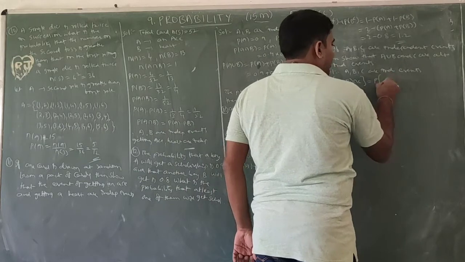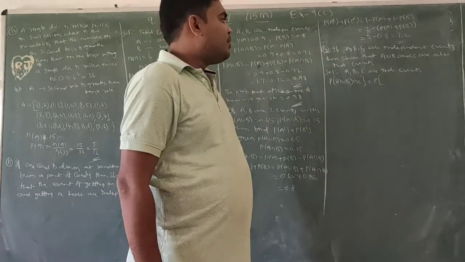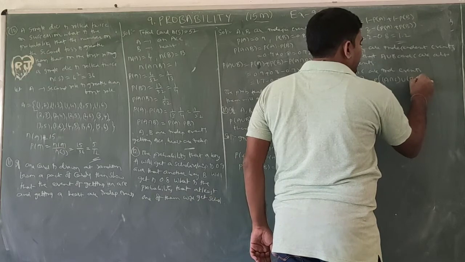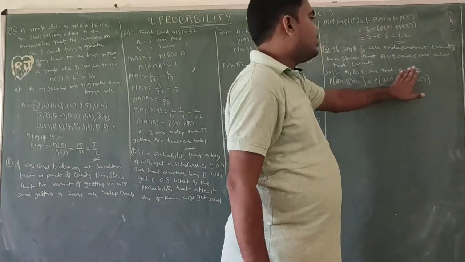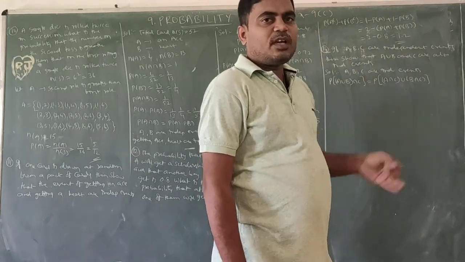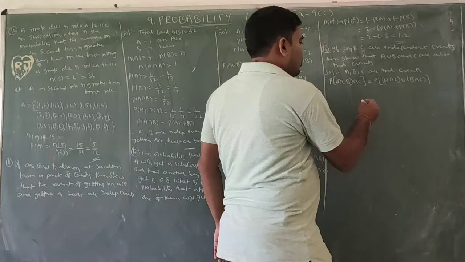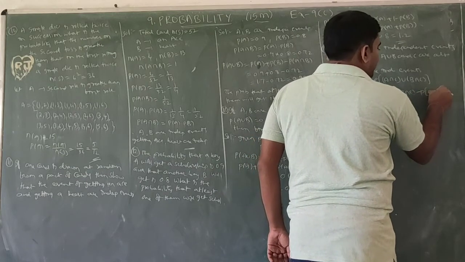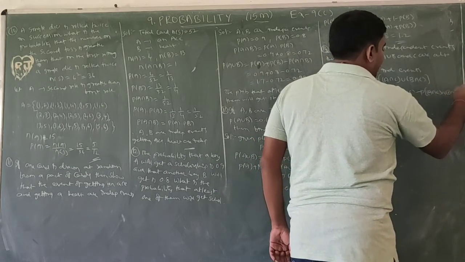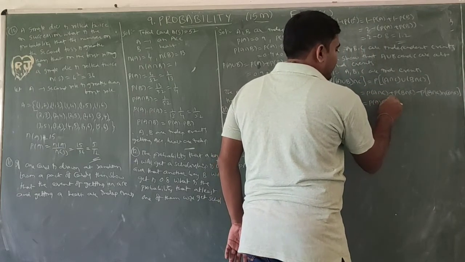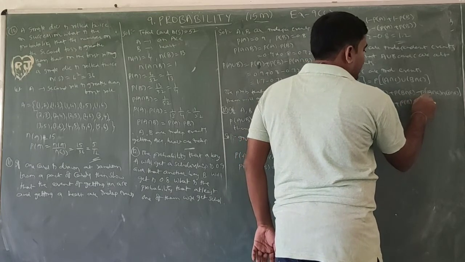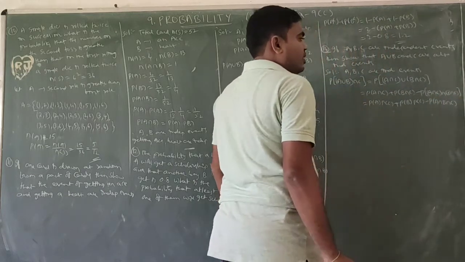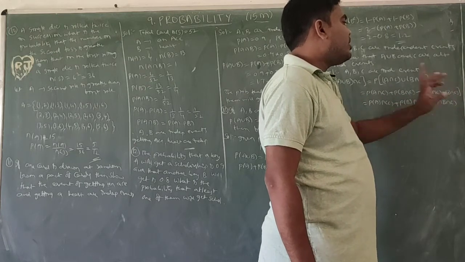So this is the distributive property. I want to apply the distributive property: A intersection C first, union B intersection C. So this is A, this is B. We are taking the P of A union B formula: P of A plus P of B minus P of A intersection B. So P of A intersection C plus P of B intersection C minus P of A intersection C intersection B intersection C. So P of A into P of C plus P of B into P of C minus P of A intersection B intersection C, overall single intersection.